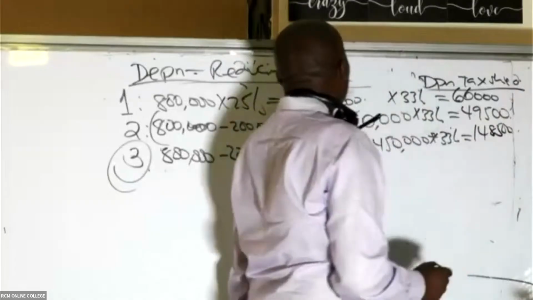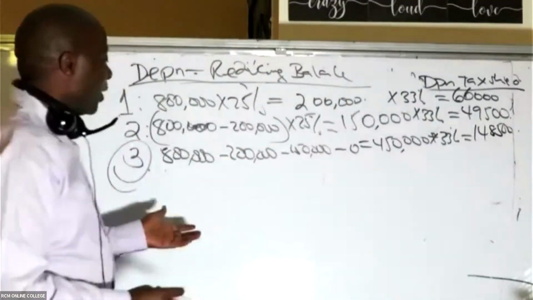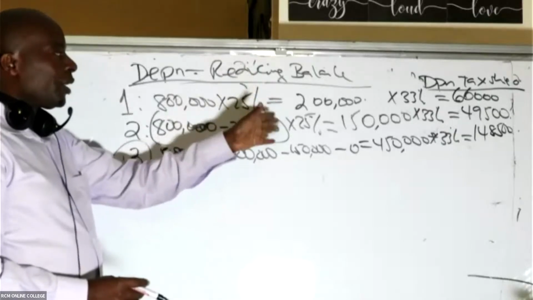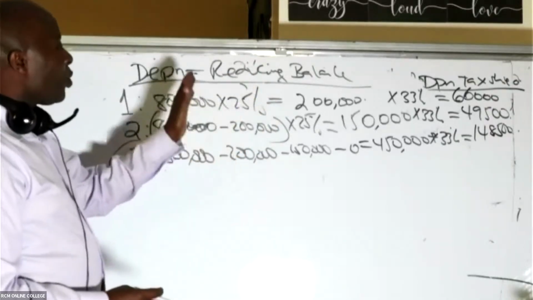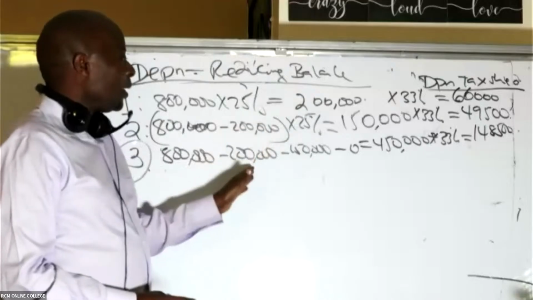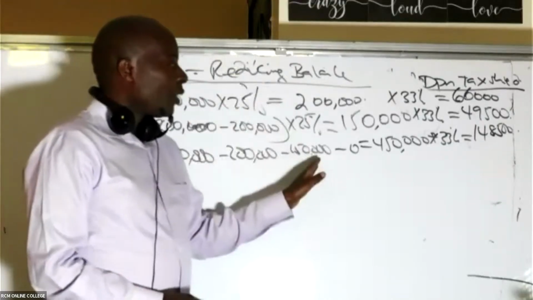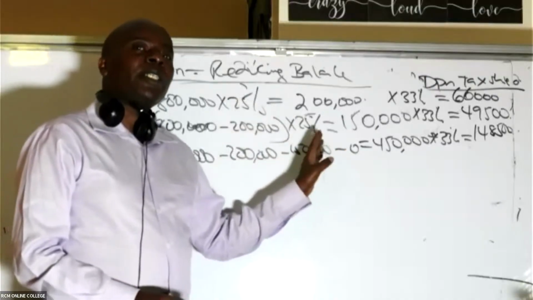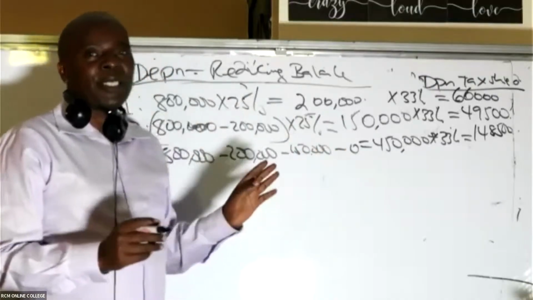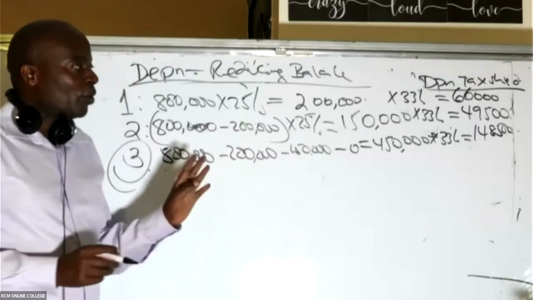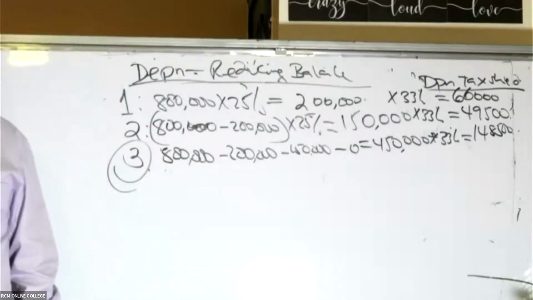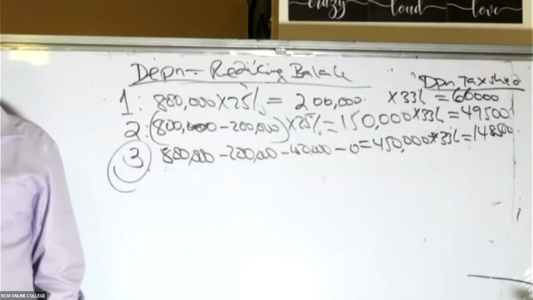The depreciation for year number 3 is straightforward. You take the amount you started with, 800,000, minus what you lost in year 1, minus what you lost in year 2. Given that year 3 is the last year, you then subtract the scrap value. You don't put any percentage on the last year. So 148,500 should be the answer. Let's check whether you are correct. It's always good to check. I've taught these things severally.